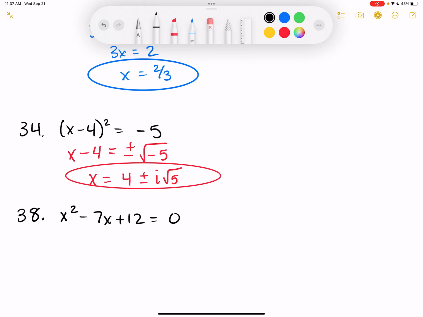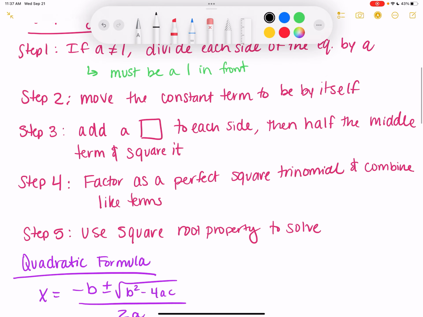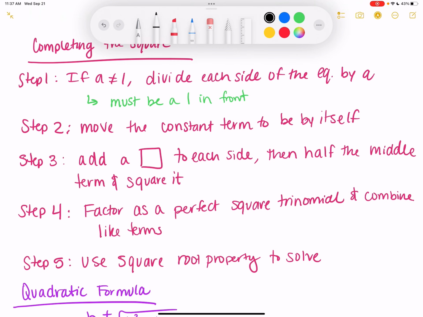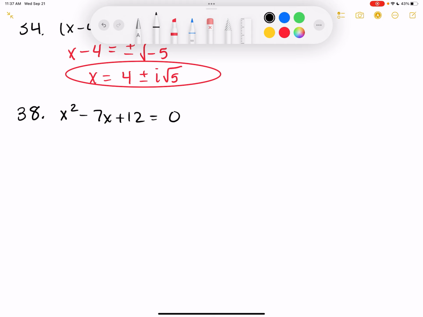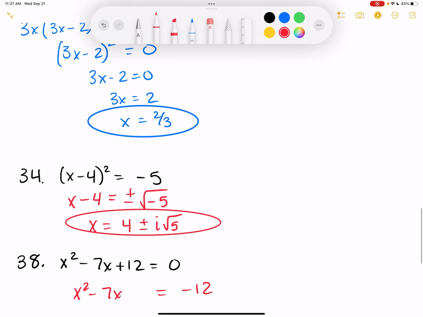Okay, step 1 we've already taken care of. You need to add a box. Step 1's done because it already has a 1 in front. Step 2 says to move the constant term to be by itself. Have we done that yet? No, so I need to move the 12 to the right. So, x squared minus 7x equals -12. And then you need to add a box.